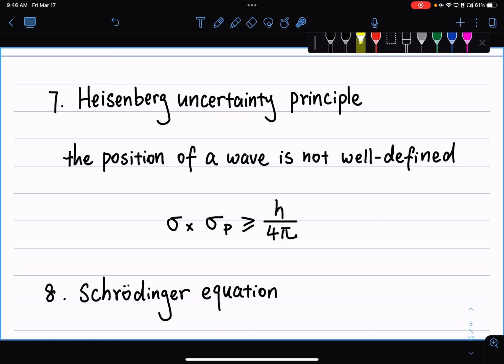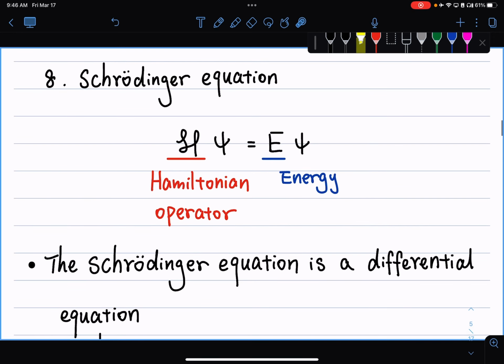And at the very end of our first set of topics, we have the Schrodinger equation. Like we said before, the Schrodinger equation is a differential equation. What it says is that using this Hamiltonian operator on the wave function, what you get is the energy times your wave function. So if you're taking linear algebra in your future classes, this Hamiltonian operator is more or less a matrix, and this energy is the eigenvalue of that matrix. So you'll see that in your linear algebra classes.